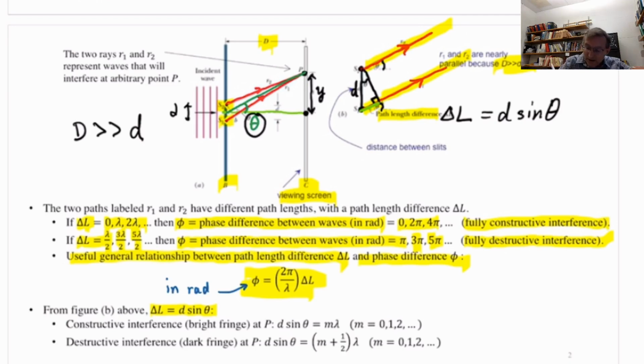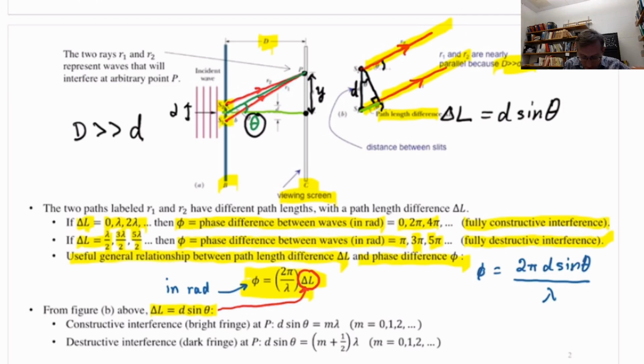So now let me do this. Let me take that result for delta L and substitute it into the formula for the phase difference phi and see what happens. Okay, so I'll do that over here to the side. Phi equals 2 pi times little d sine theta over the wavelength lambda. That's a handy result for this classic double slit experiment. And then let's look at the case of fully constructive and fully destructive interference.